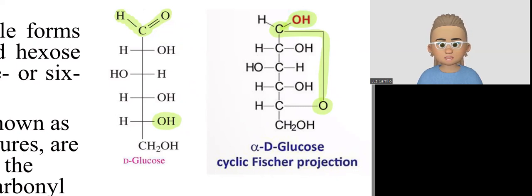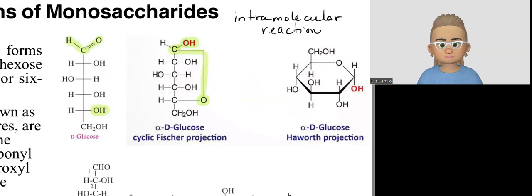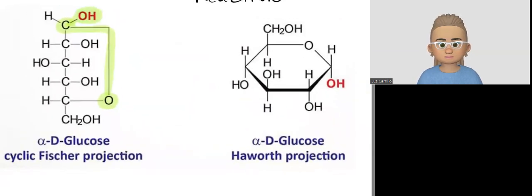Now, these types of structures, other than being called cyclic Fischer projections, because of the way that they are illustrated here, are also known, because of a different type of illustration, as Haworth projections. In a Haworth projection, overall, we have the same type of structure, meaning the cyclic monosaccharide, but now it actually looks like it's in a hexagon form. Moreover, one of the important things about Haworth projections is that it's illustrating an important feature of cyclic monosaccharides, and that is the creation of a new chiral center, which is right here. And this chiral center is known as the anomeric position.